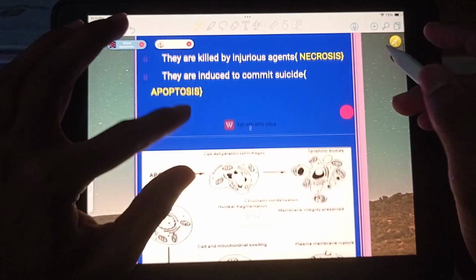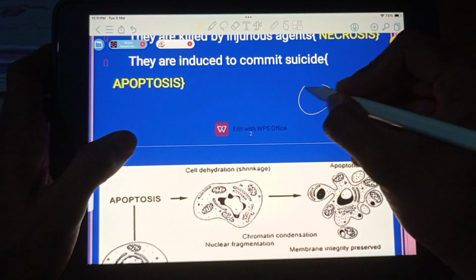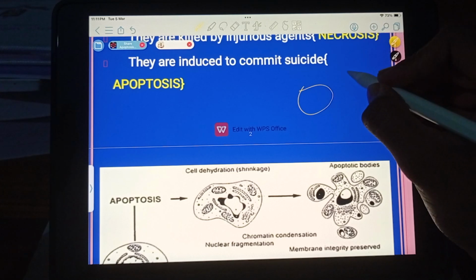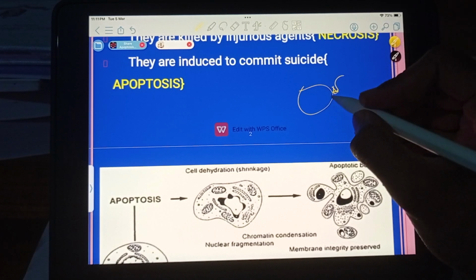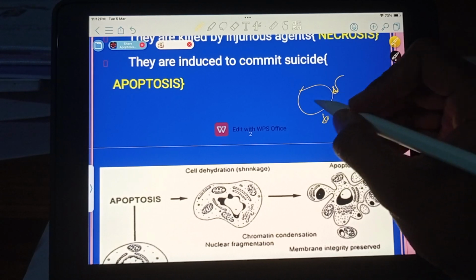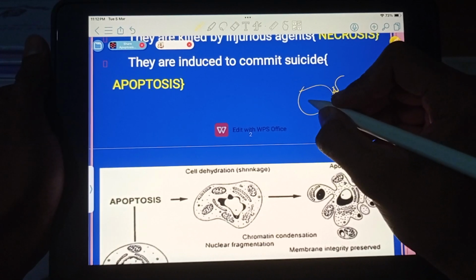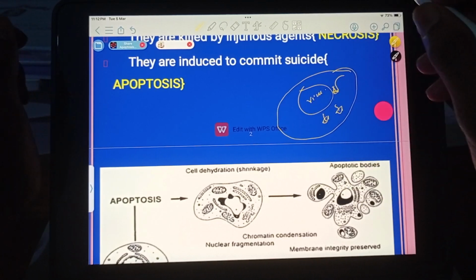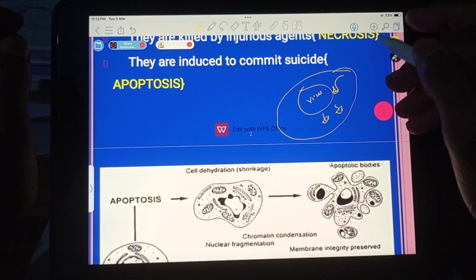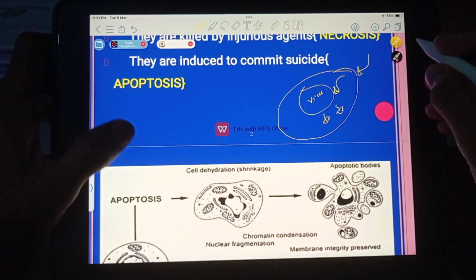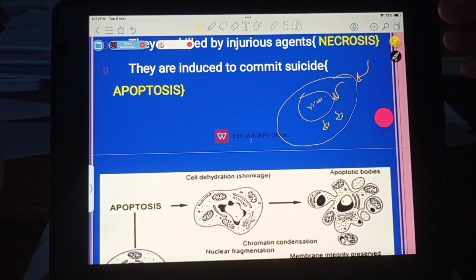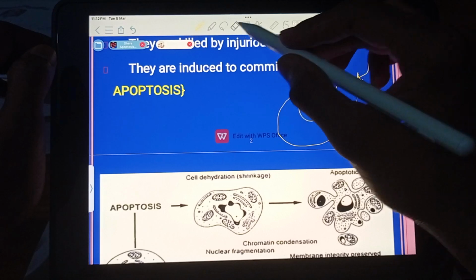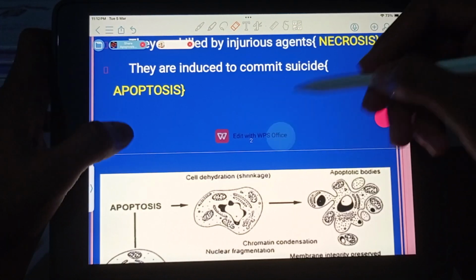When the cell is having a certain problem, such as a decrease in cell growth, or sometimes a virus may attack the cell, some problem is there within the cell. If there is a problem for the cell, it commits suicide. That method of killing by itself is known as apoptosis. That is the basic definition.